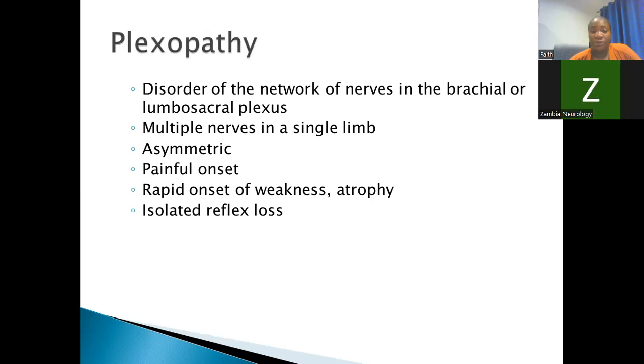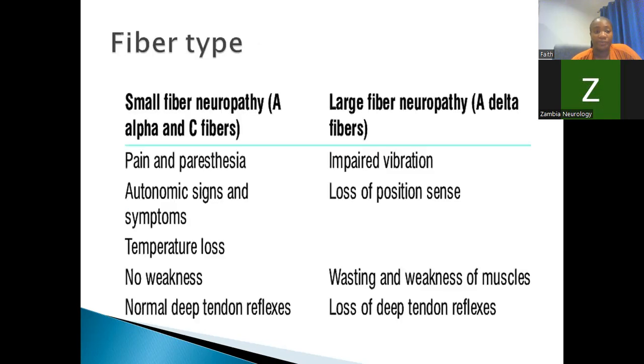The other term I thought we should discuss is plexopathy, which is a disorder of the network of nerves in the brachial or the lumbosacral plexus, which are the two plexuses that we have in our bodies. And so in this case, you're going to have multiple nerves that are involved in a single limb, and it's usually asymmetric, and onset is usually painful. There is also rapid onset of weakness as well as atrophy, and there's also isolated reflex loss.